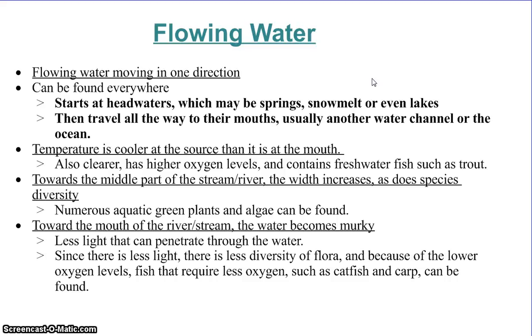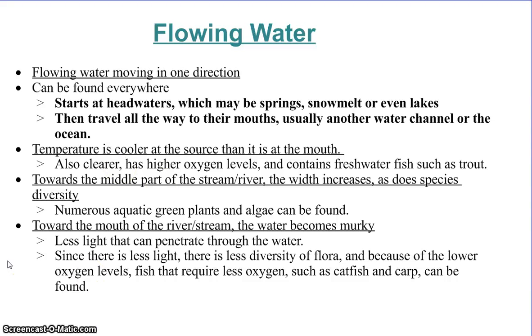Now the next one is towards the mouth of the river and stream, which is where the water becomes murky and meets with the ocean or another body of water like a lake. And so there's going to be less light that can penetrate through the water, and because of this there is going to be less diversity of flora, and because of the lower oxygen levels, fish that require less oxygen, such as catfish and carp, will be found in these areas.